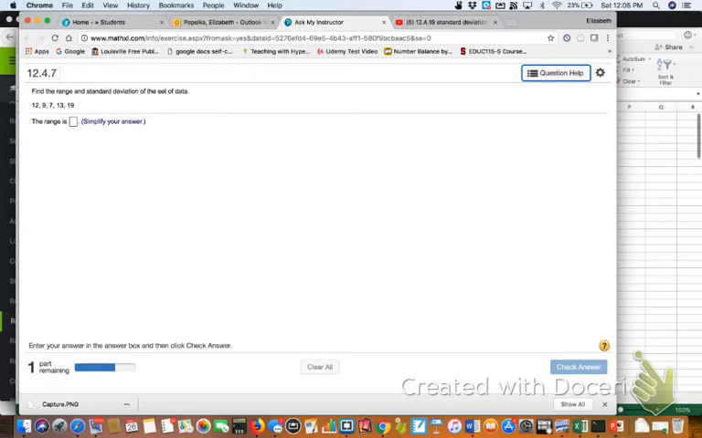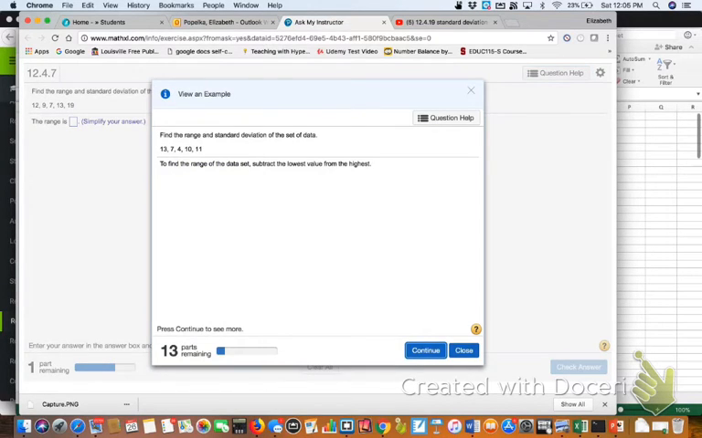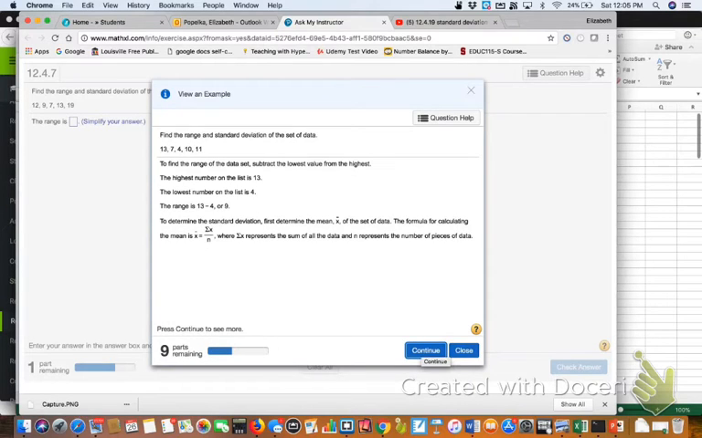Hey there, so I'm going to run you through the example problem that you can find up here in question help to see if maybe I can help it make a little bit more sense to you. And I'm going to hit continue because you said you already know how to find the range. So I'm going to go here to where it says standard deviation.